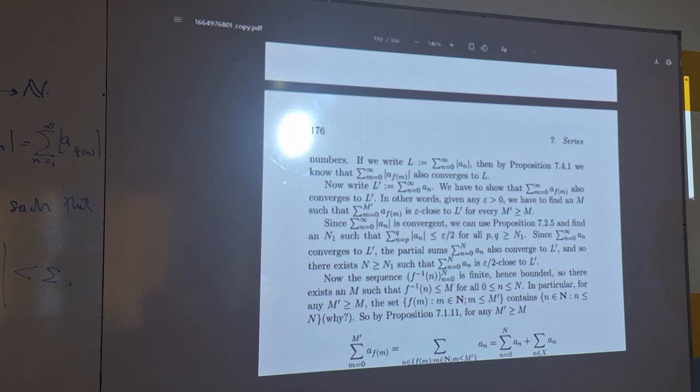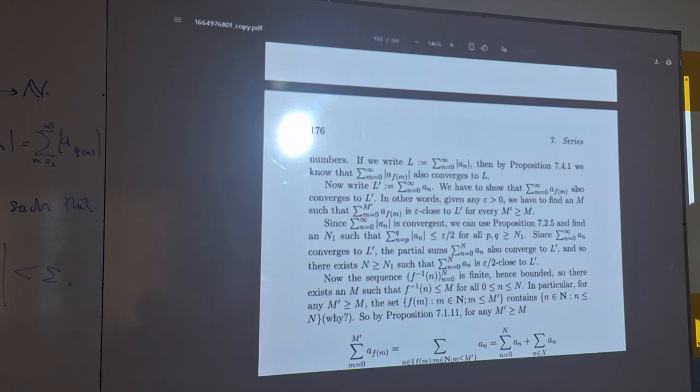Then how do you get f inverse n less than or equal to m dash? No, but you see what I'm saying? If you take any n here, any n less than or equal to capital M, what we know is f inverse n less than or equal to capital M. Since m dash is bigger than or equal to capital M, f inverse n is less than or equal to capital M dash.